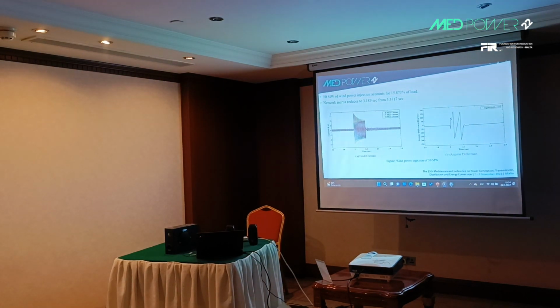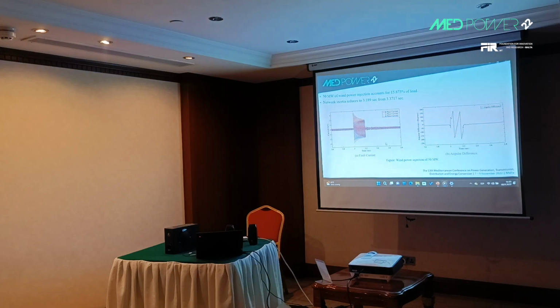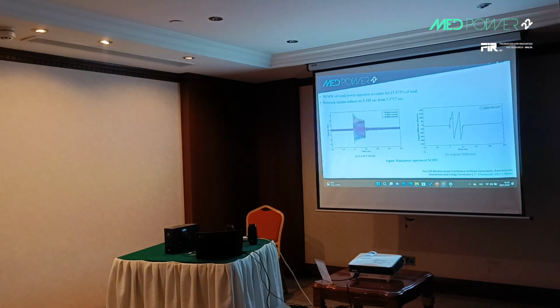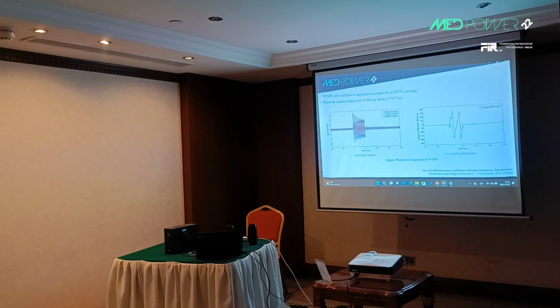Here you can see that the wind power injection is 50 megawatt, from 2 to 2.2 seconds, the fault is occurring on the system, and after the fault is being cleared, the system is stable. Here 50 megawatt of wind power is injected into the system, which shares 15.873% of the load, and the network inertia reduces to 3.189 seconds from 3.3717 seconds.